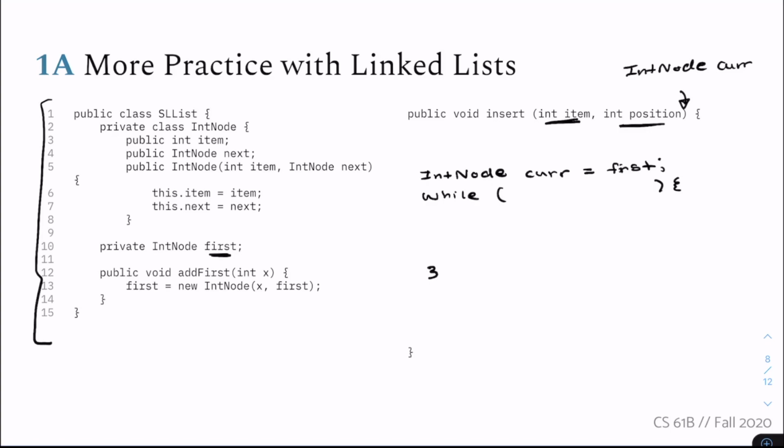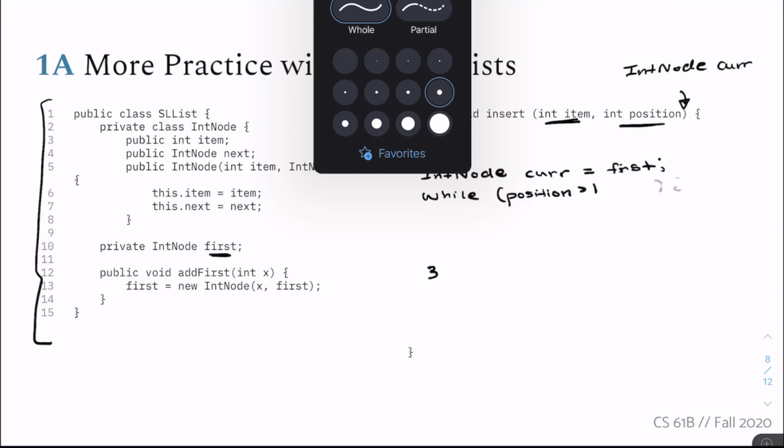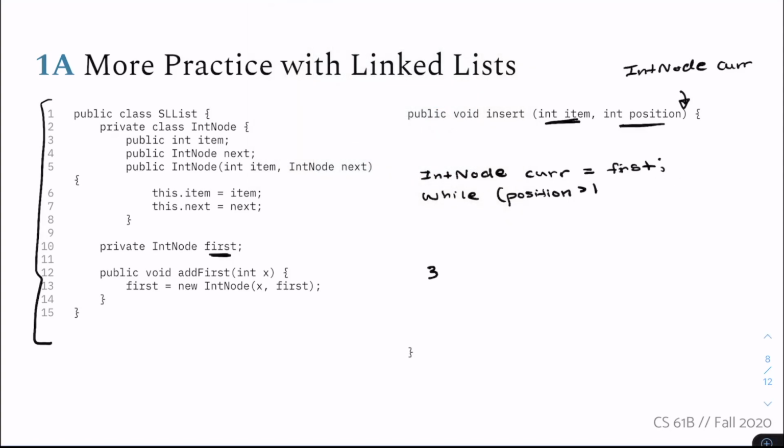So how long do we want to keep iterating through our int list? Well, we want to keep iterating until the position equals 0. So while position, let's say, is greater than 1, we can keep iterating, right? In addition, we have another condition. I might have to make this a little bigger. Okay, there we go.